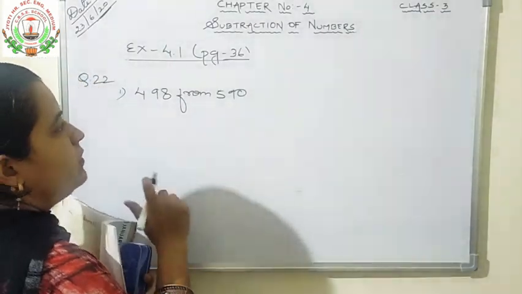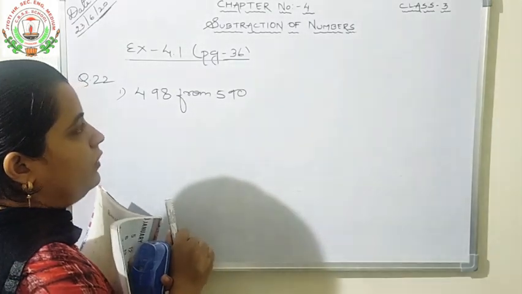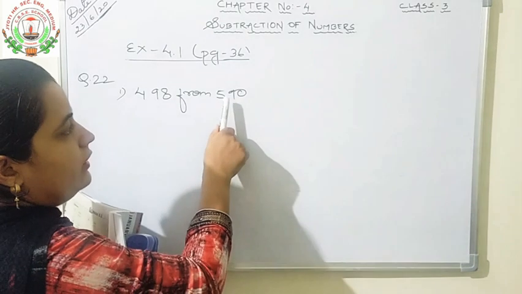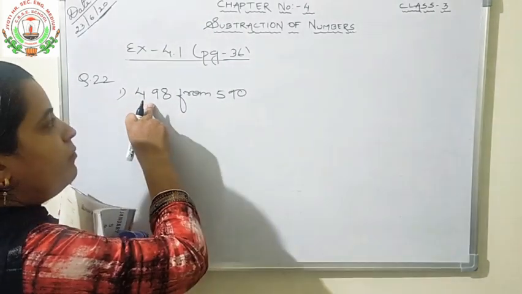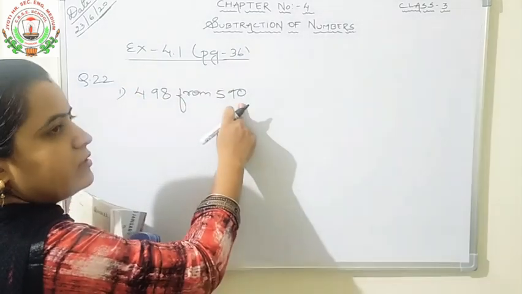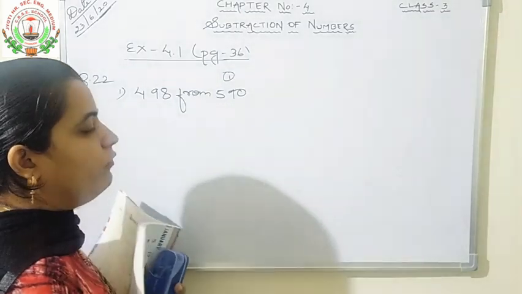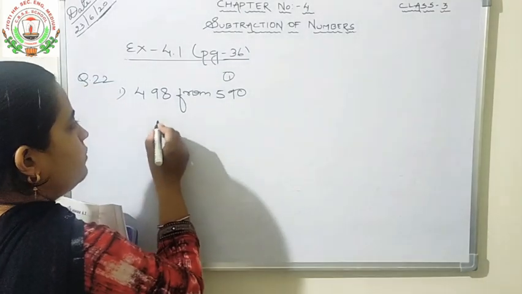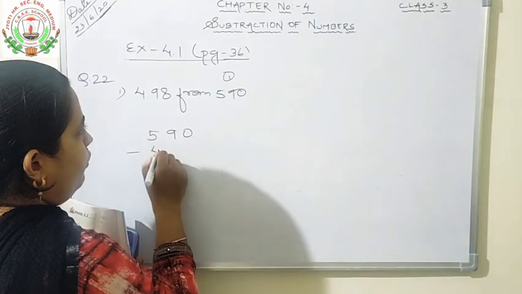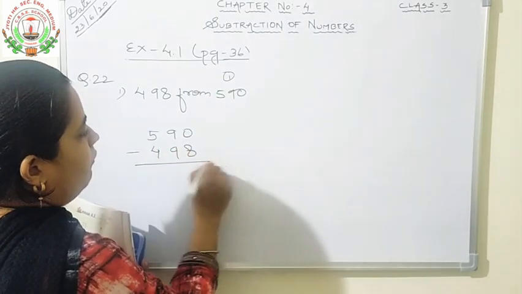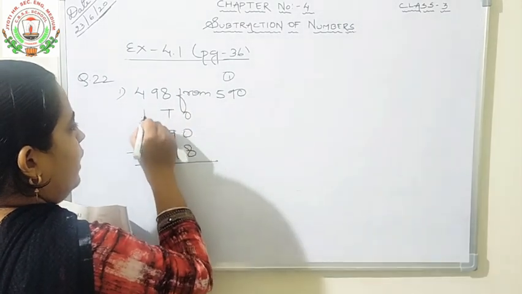Okay. Now see, whenever we are solving the "from" questions, first we will write the second number because it is written here. You will subtract this from this. So first you will write this number, then you have to subtract from this. Now first we will write the question, 498 from 590. First you write the place values of the numbers: ones, tens, hundreds.